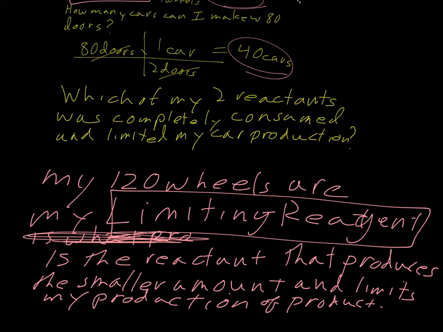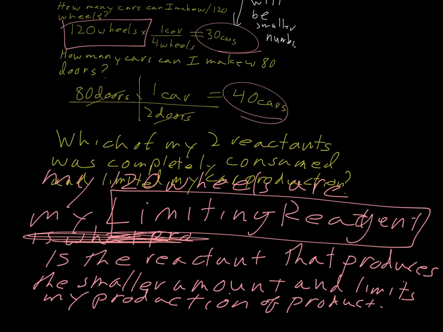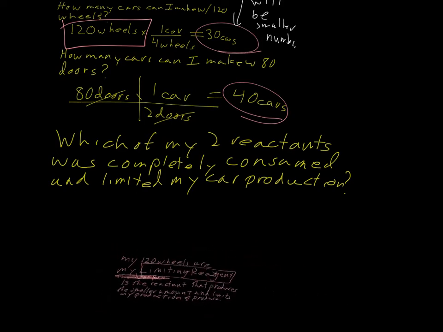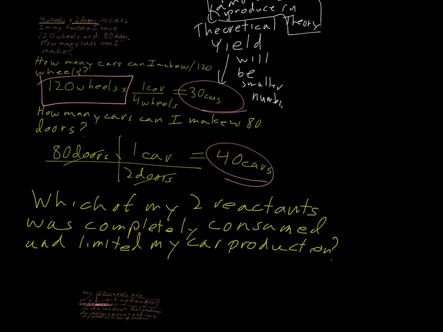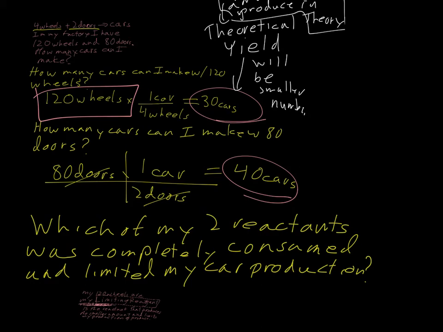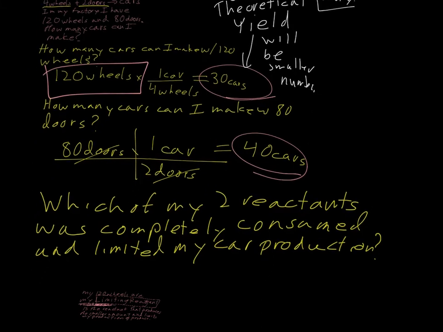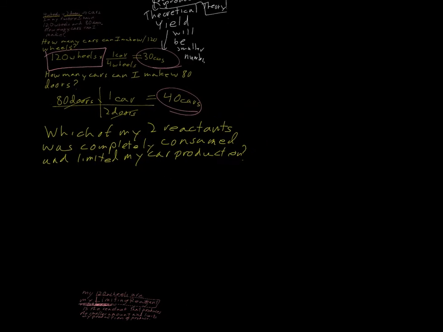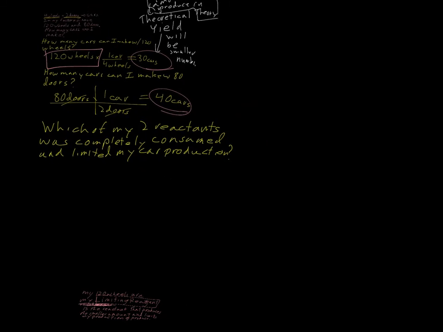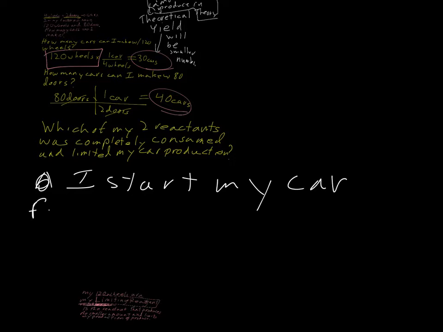Now, back to my car factory. In my car factory, I have enough parts to make 30 cars. Well, I crank up my car factory, and at the end of the day, I go until I run out of parts.